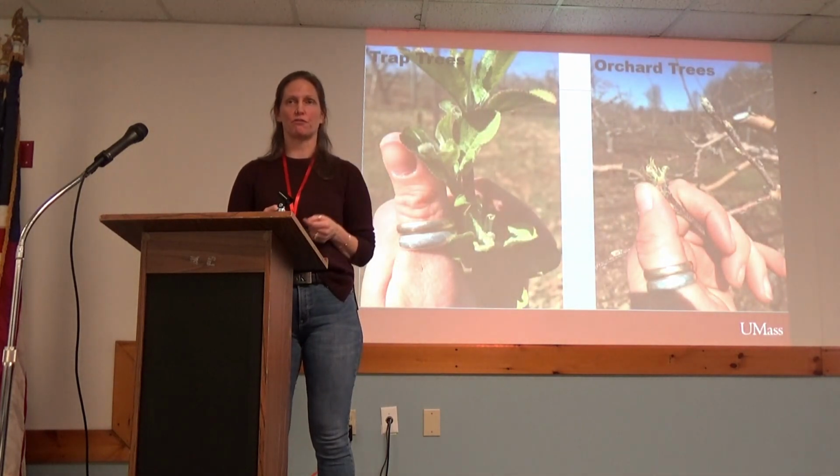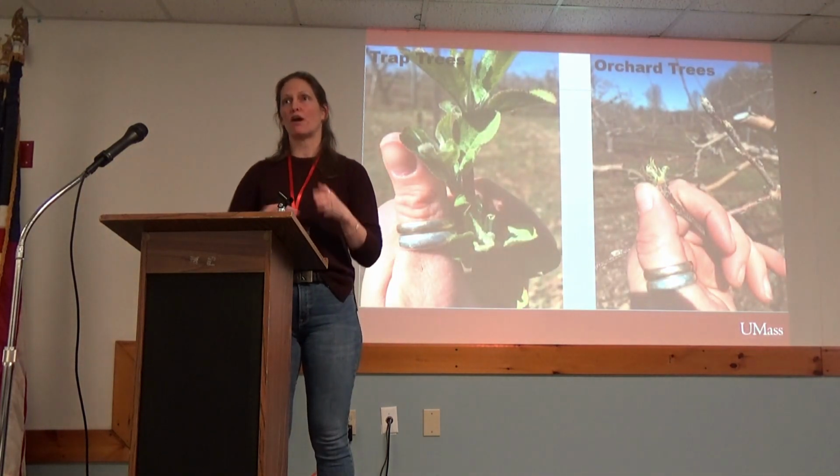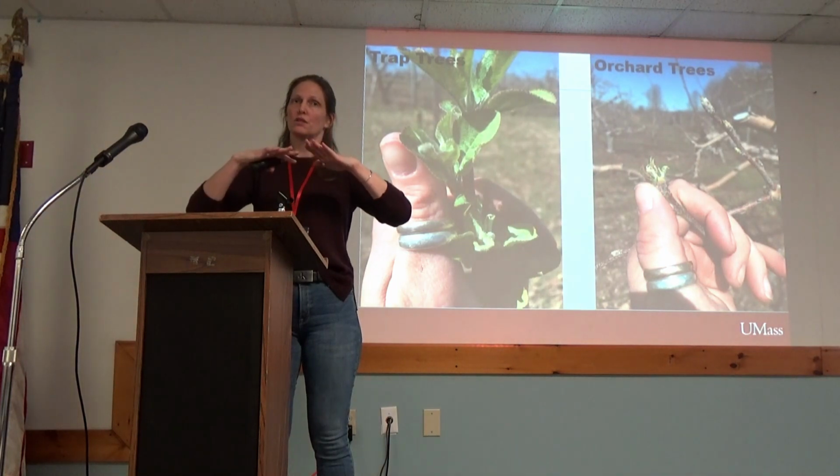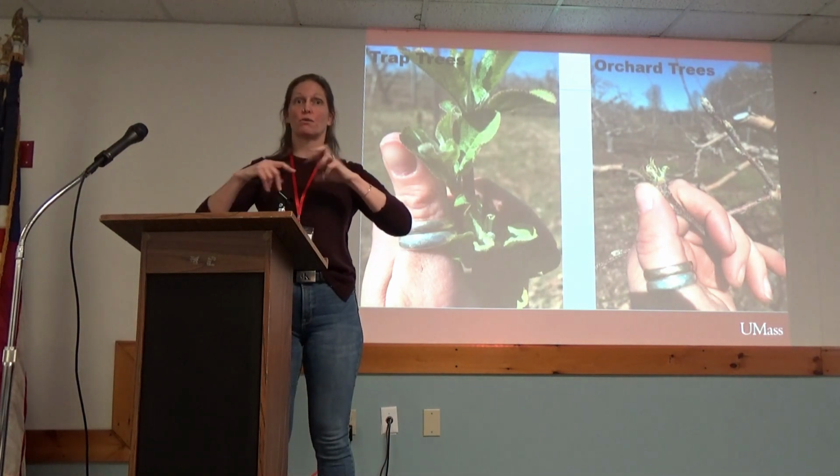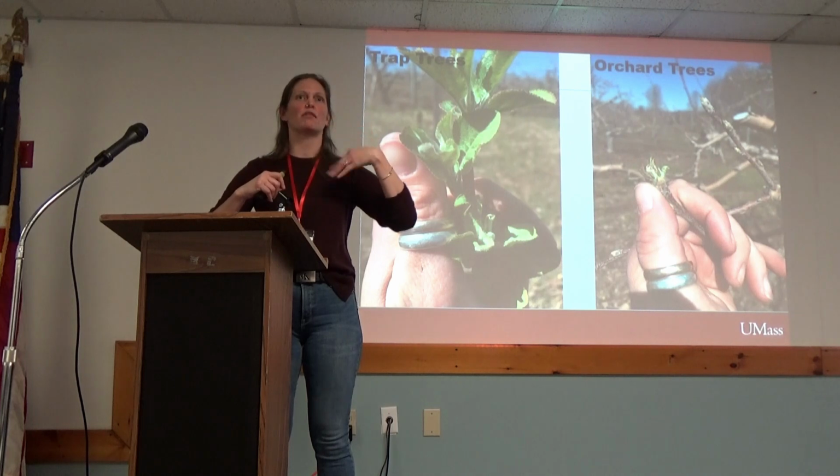So this is what you see here. The trap trees were further along. Now, as the season progressed, the trap trees and the orchard evened out. So we didn't have ontogenic resistance, or the leaf cuticle didn't get so thick that it couldn't become infected.